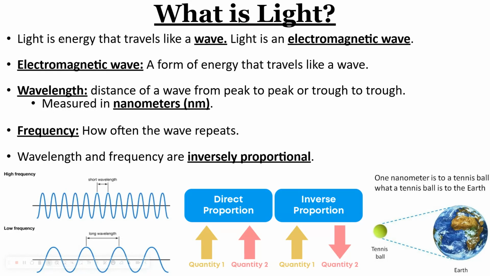So as a quick little review, remember that light is energy, and it's a form of energy that travels as a wave specifically. So we often call light an electromagnetic wave, which basically just means a form of energy that travels like a wave. So here we can see two examples of waves. We have a wave over here and a wave over here.